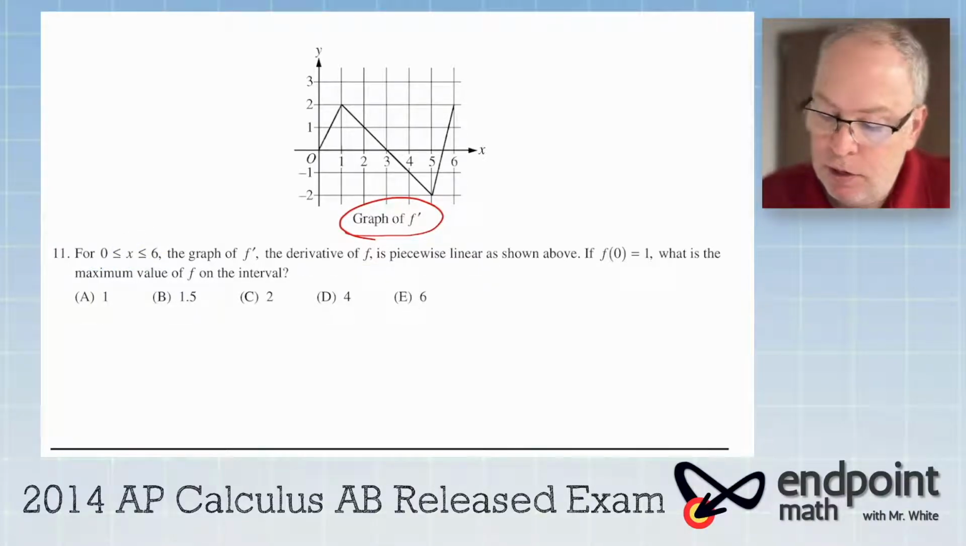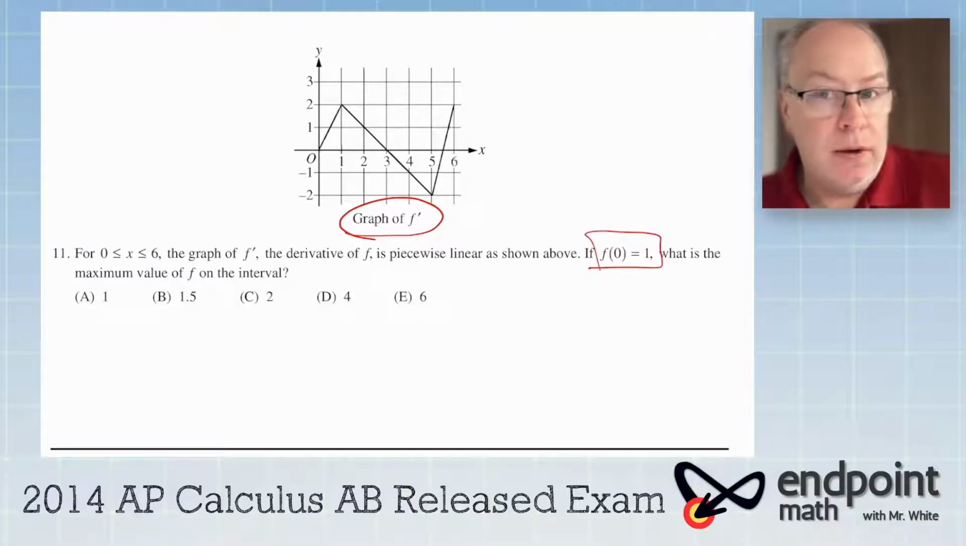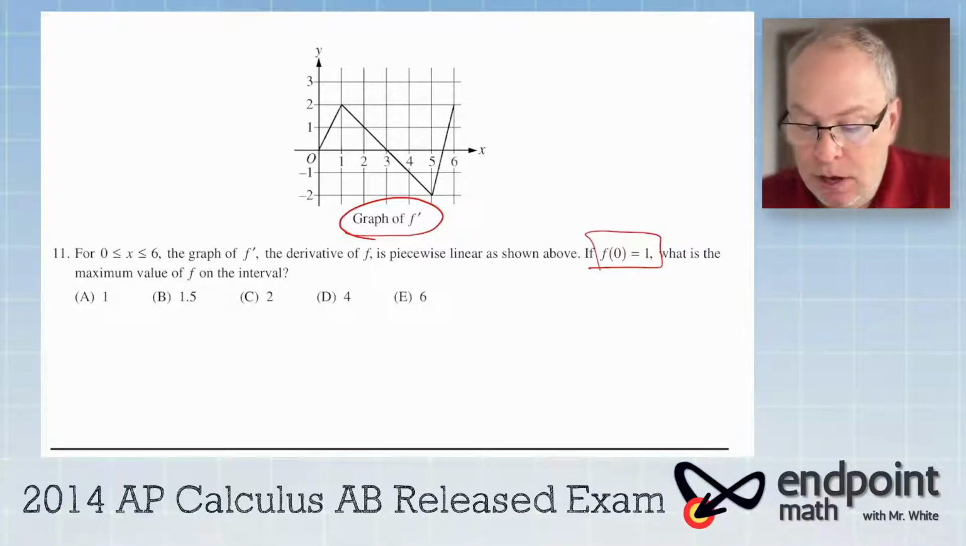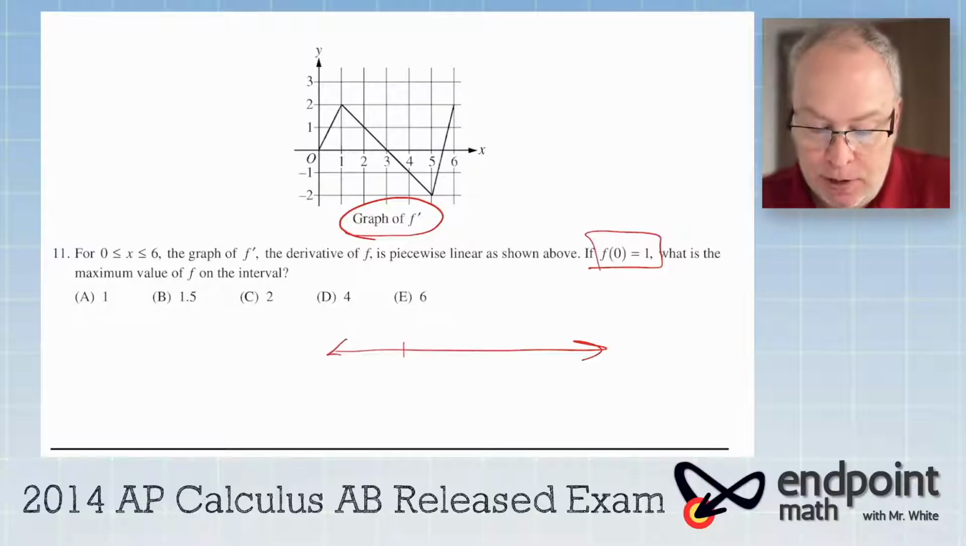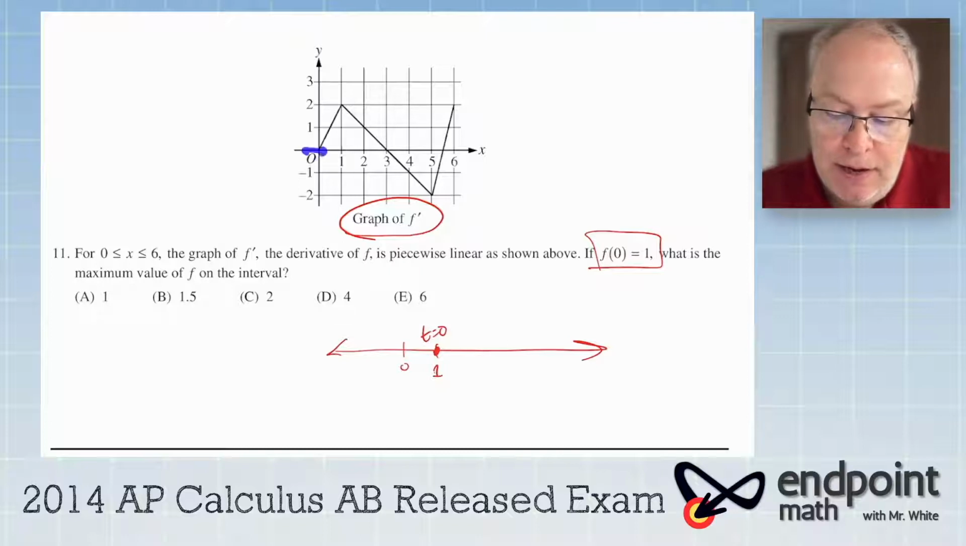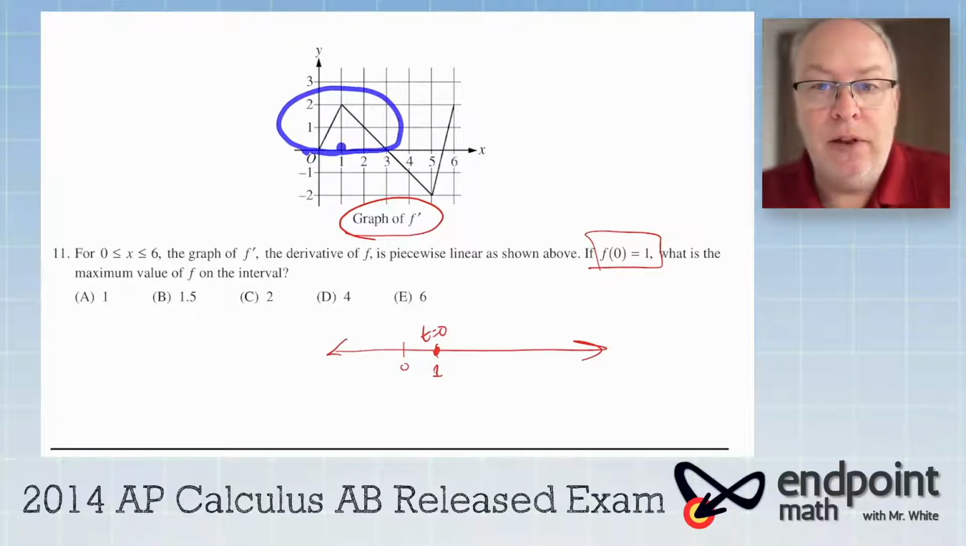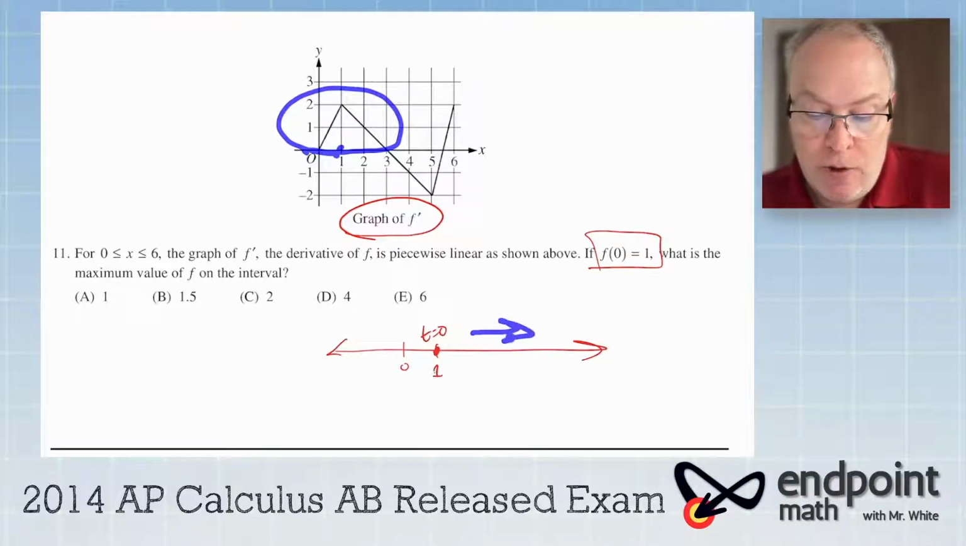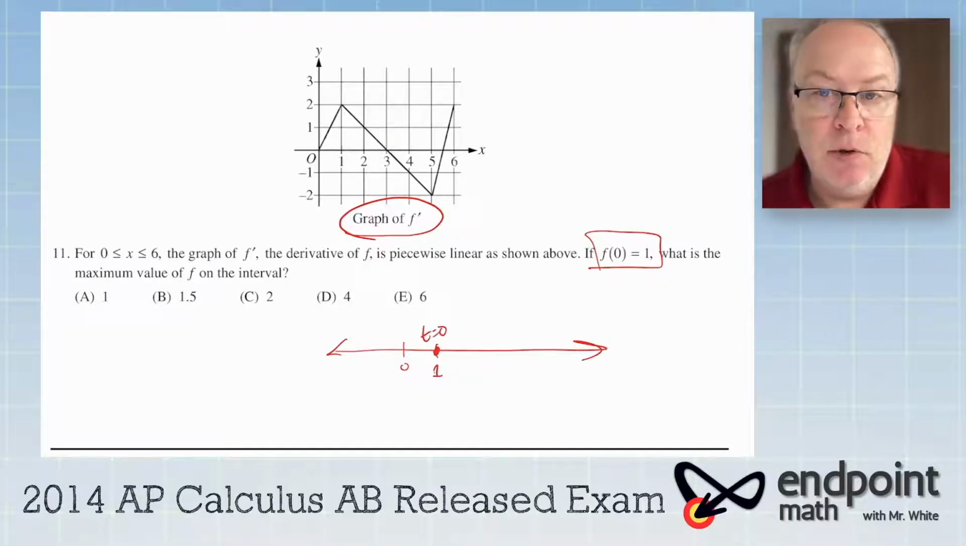Now it says that the original function starts at 1. At time 0, it's at 1. So what is the maximum value of f? If you think about a number line, this is what I'm picturing: at time 0, we're actually at 1 to begin with. Now I look at this graph and I see this section of the derivative is positive. That means movement to the right. So for the first 3 seconds, this object is moving to the right.